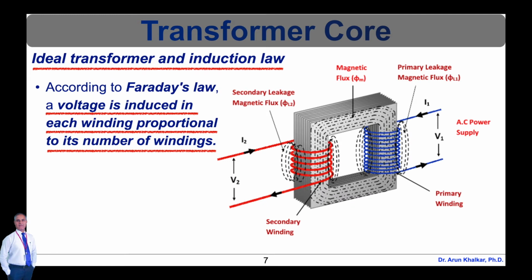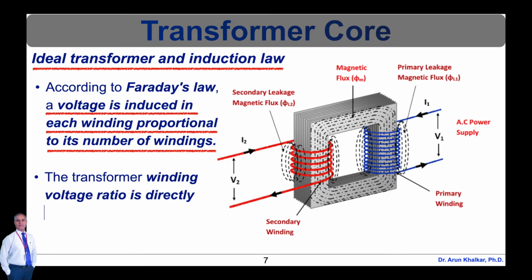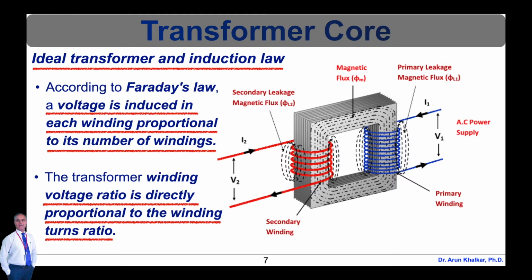In this diagram, the blue color winding is the primary winding, whereas the red color winding is the secondary winding. As the AC power supply V1 is given to the primary winding and V2 to the secondary winding, they produce primary leakage magnetic flux phi L1 and secondary leakage magnetic flux phi L2 respectively, and the magnetic flux phi M between the primary and secondary windings will be generated. The transformer winding voltage ratio is directly proportional to the winding turns ratio.